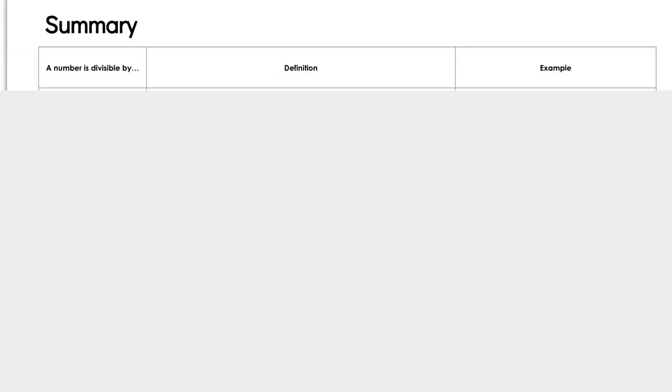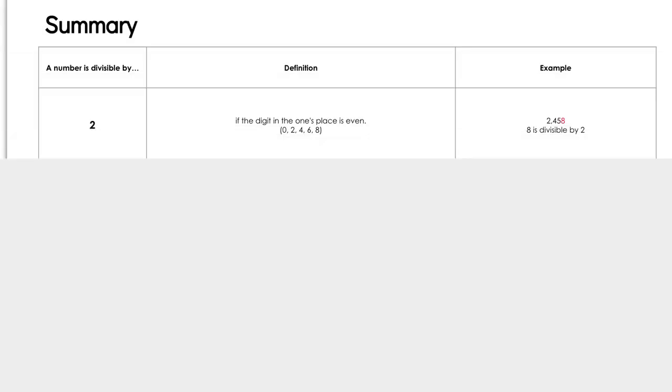All right, let's sum up what we've learned so far in lesson 1. We've learned that a number is divisible by 2 if the digit in the ones place is even. So if it ends in a 0, 2, 4, 6, or 8. And this example says here, this last digit, the ones place, is an 8, and 8 is divisible by 2. That means the whole number is divisible by 2.